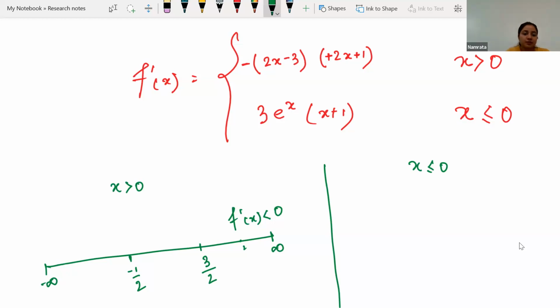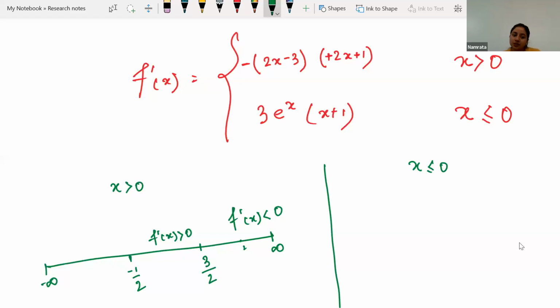In the next interval, minus 1 by 2 to 3 by 2, 0 we can take as a test point. So if we take 0, the first factor is negative, the second is positive. Negative has become positive already. This is positive. So we can say that f dash x is greater than 0 in this interval.